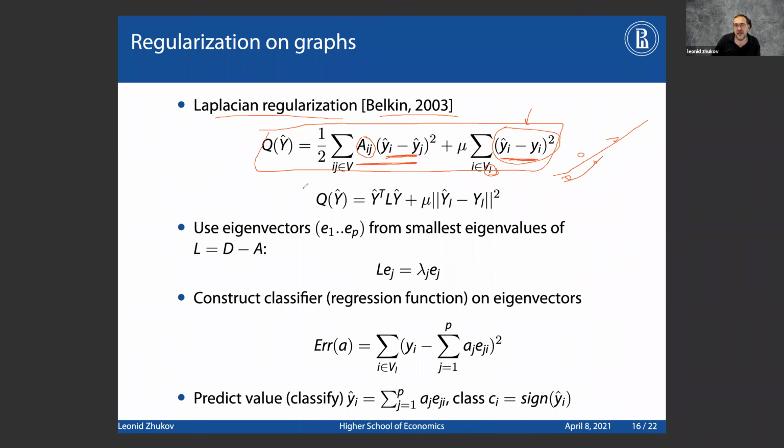To solve this, and the reason it's called Laplacian is because he proposed to solve it using eigenvectors from the smallest values of the graph Laplacian. And you remember, we talked about graph Laplacians when we talked about graph partitioning. So calculate the Laplacian for the graph, find eigenvalues and eigenvectors, and look for a classifier or regressor for the regression function as a linear combination of eigenvectors. So very similar to what we have previously looked at. You're just looking for the solution of this regularization problem in the basis of eigenvalues and eigenvectors.